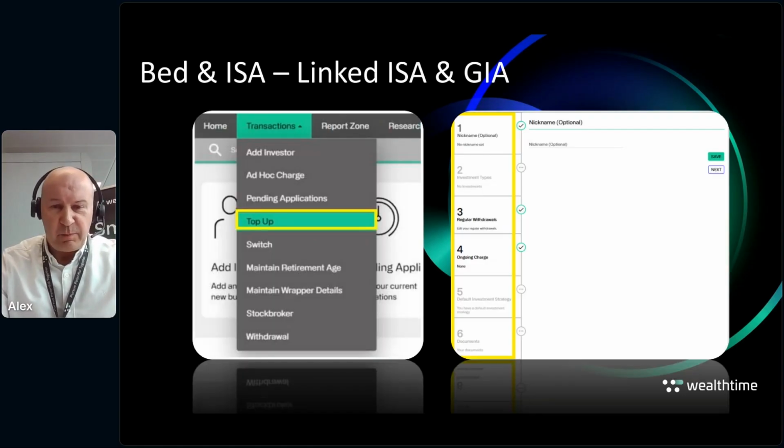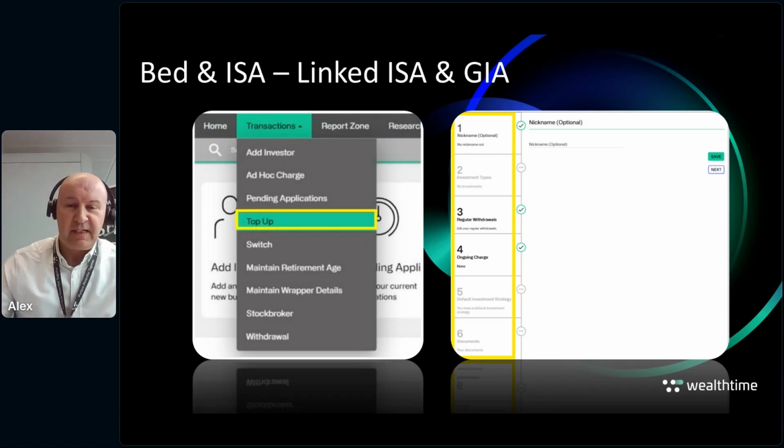This online BED and ISA process allows you to move money from a client's general investment account into their stocks and shares ISA, if the wrappers are linked, as I said. The process can be completed in Advisor Zone as follows. Log on to Advisor Zone and locate your client. Select the View tab to bring up their details, or as shown here, select the Top Up from the Transactions tab on the first screen, and then select the client's ISA wrapper on the next screen. This brings up the ISA top-up journey, a quick and simple 6-step process.